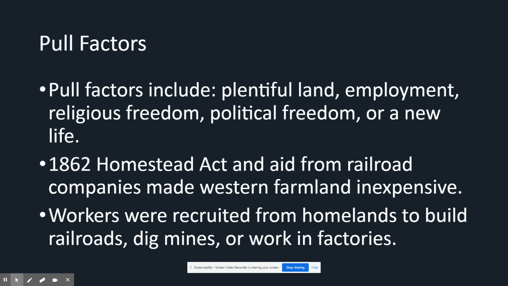Mostly, the jobs that were available especially to the new immigrants were going to be unskilled, where you're just going to do one job over and over and over again for your entire time on the job.